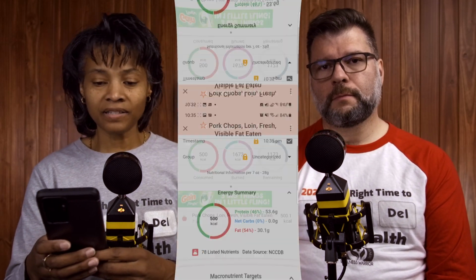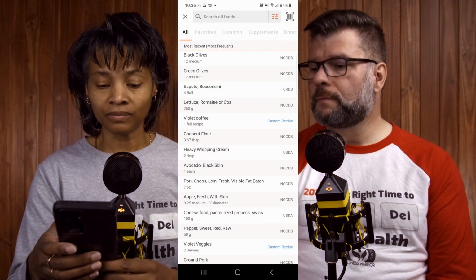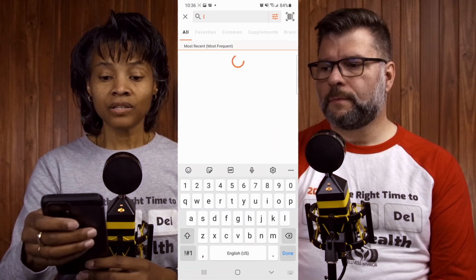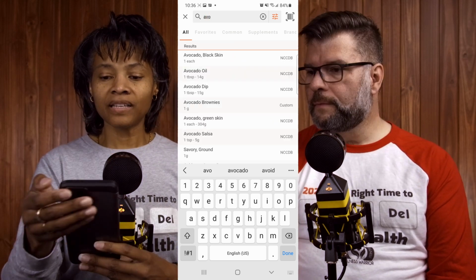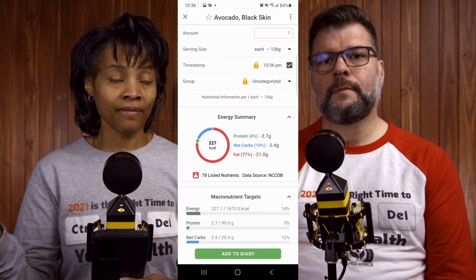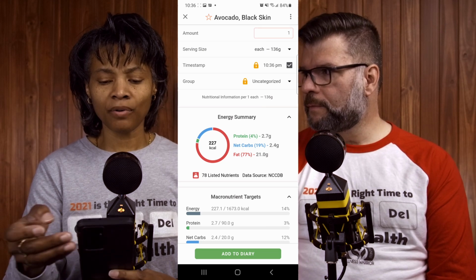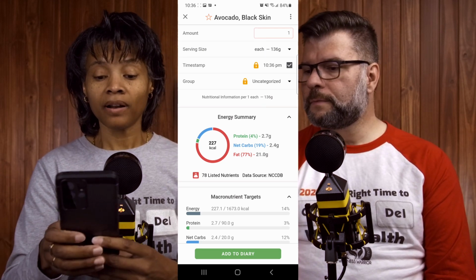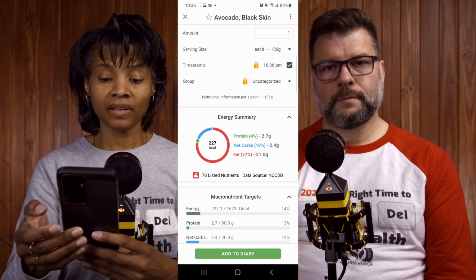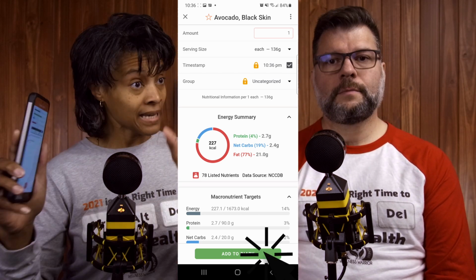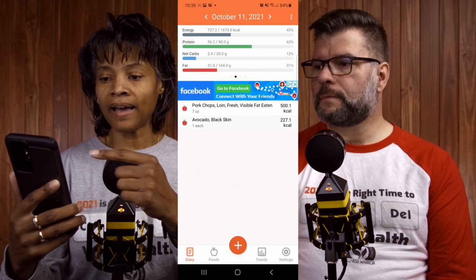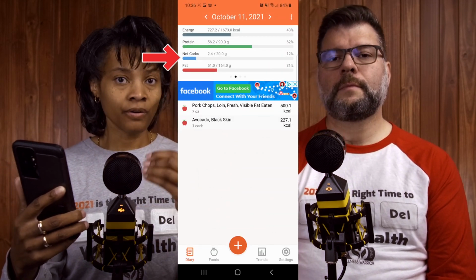So then the next thing I'm going to do is add that avocado. Right away it comes up. Now I do this all the time. So avocado, it's a 136 gram avocado, which is a large if I remember correctly. And so I'm going to add one, because I'm going to eat the whole thing. And then it's added to my diary. Now Chronometer in net is telling me that I've had 2.4 grams of carbs.